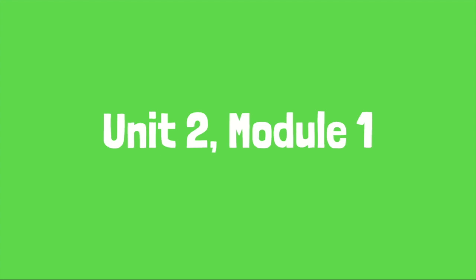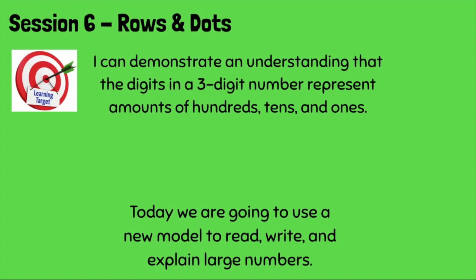Hello, math friends. Today we're going to work on Unit 2, Module 1, Session 6. Our learning target, rows and dots, is I can demonstrate an understanding that the digits in a three-digit number represent amounts of hundreds, tens, and ones. Today we are going to use the new model to read, write, and explain large numbers.